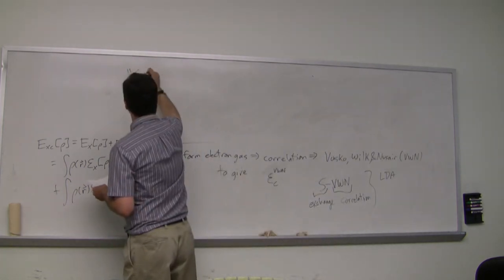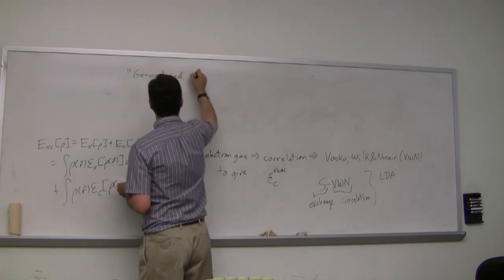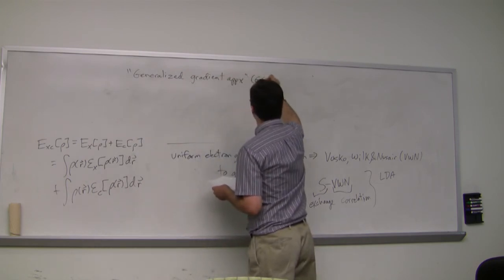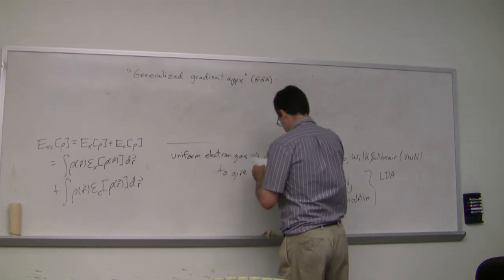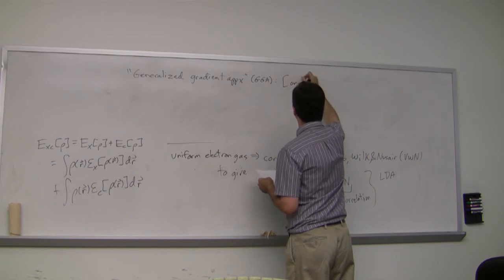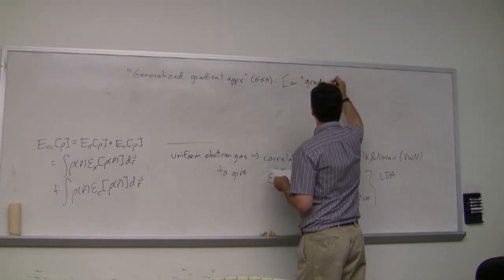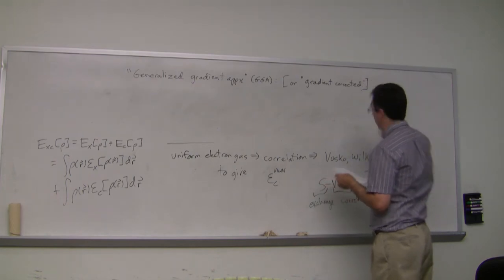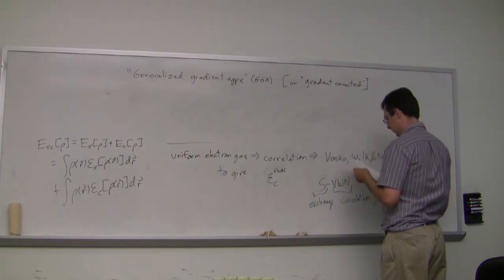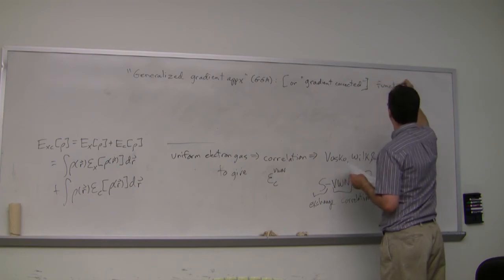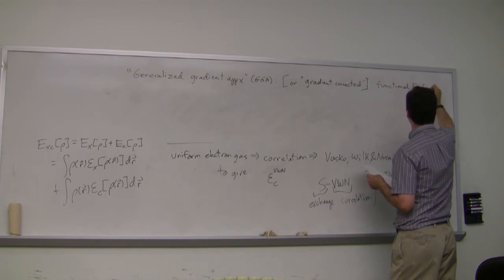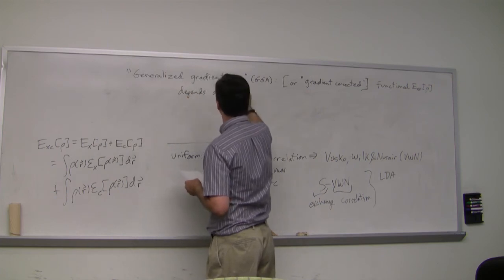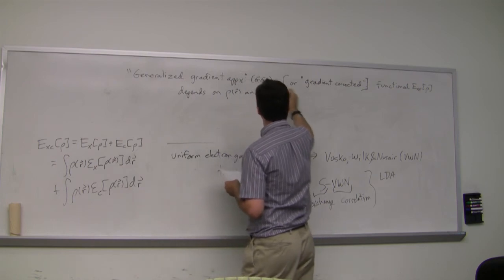Okay, so this generalized gradient approximation is usually called GGA. This is also called gradient corrected. A gradient corrected functional, for example, means that the functional, and here I'm really talking about the exchange correlation functional, depends on rho, and also on its derivative.